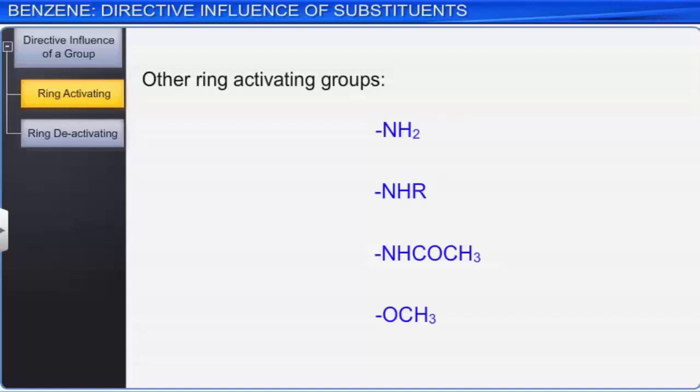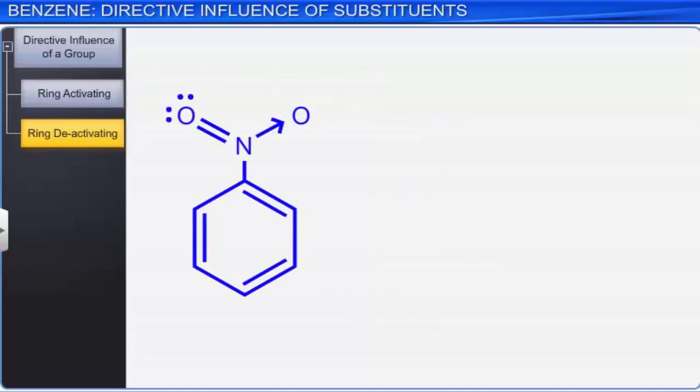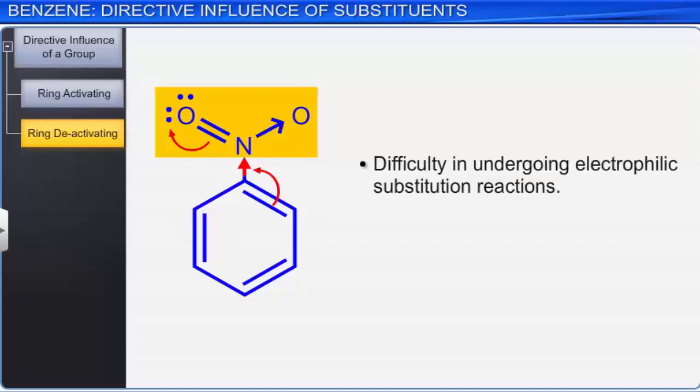On the other hand, the nitro group in nitrobenzene, due to the minus resonance effect, withdraws the electrons towards itself. Thus, the electron density in the ring decreases. Due to the minus resonance effect of nitro group, it becomes difficult for the ring to undergo further electrophilic substitution reactions. Therefore, the ring is said to get deactivated.